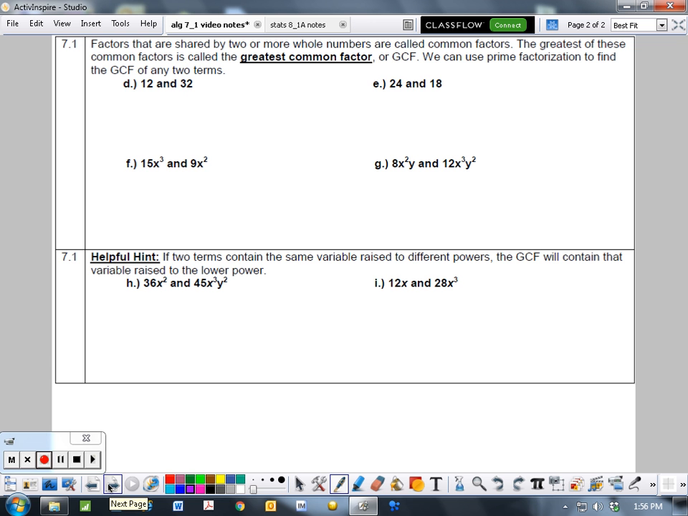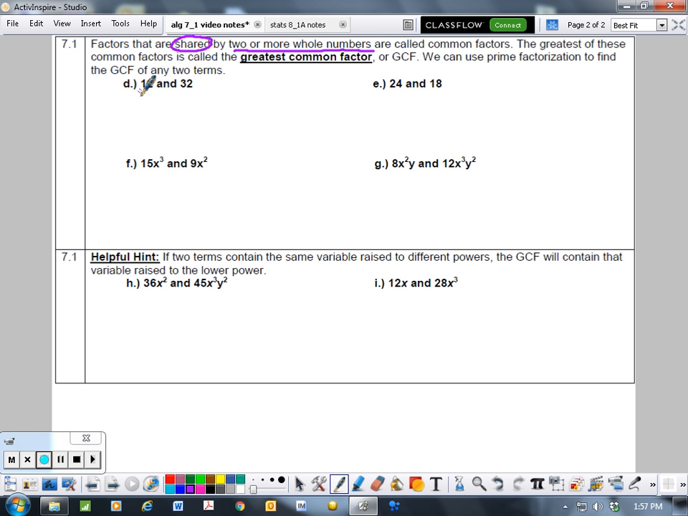Okay, factors that are shared by 2 or more whole numbers are called common factors. The greatest of these common factors is called the greatest common factor, or GCF. And we use prime factorization to find the GCF of any 2 terms.